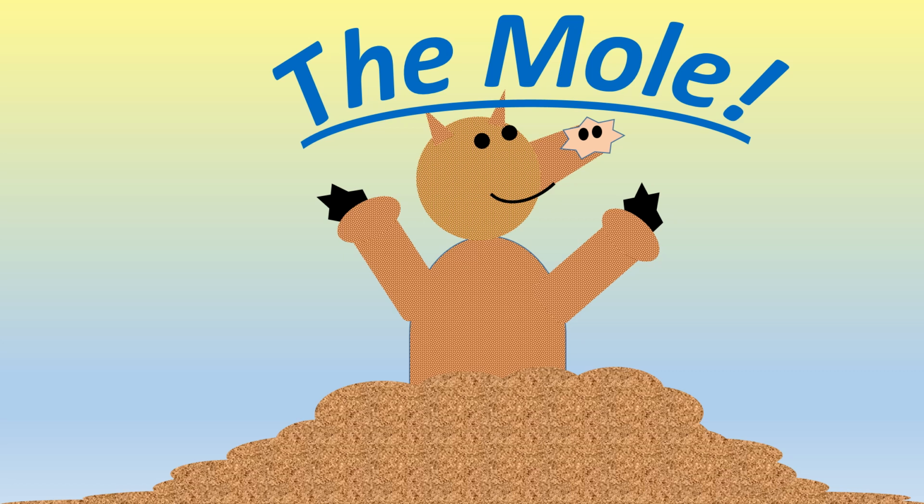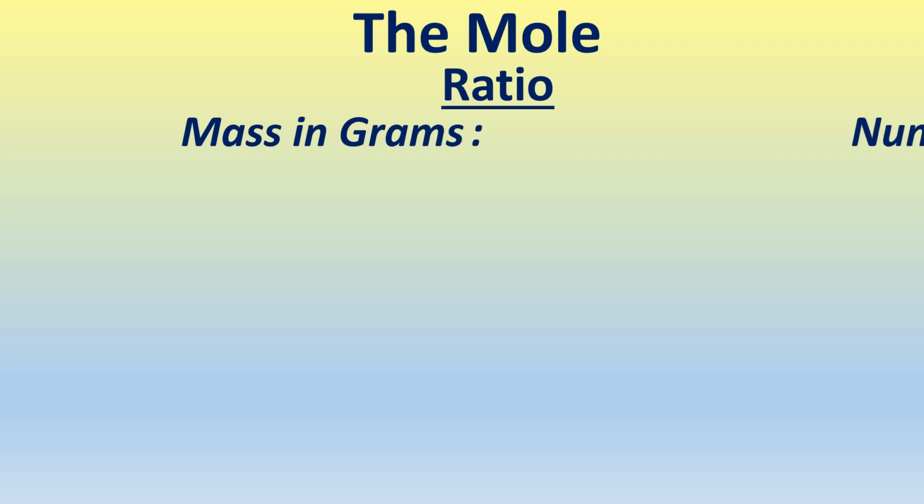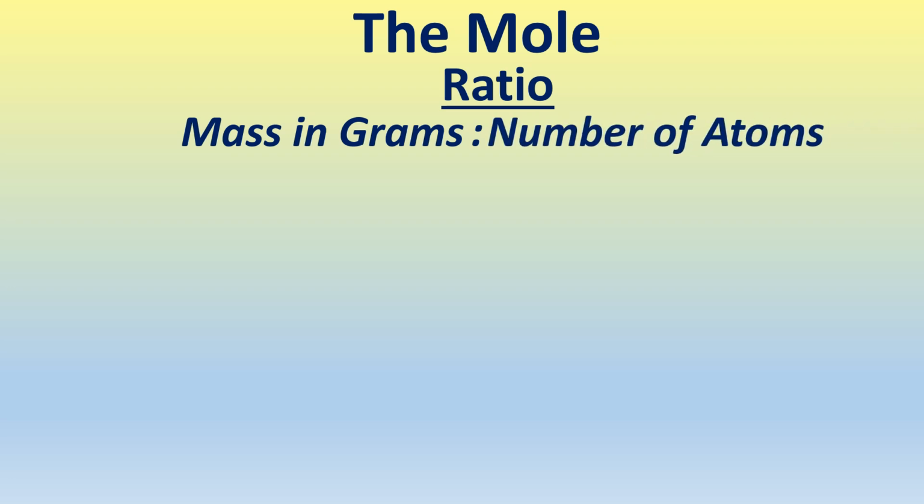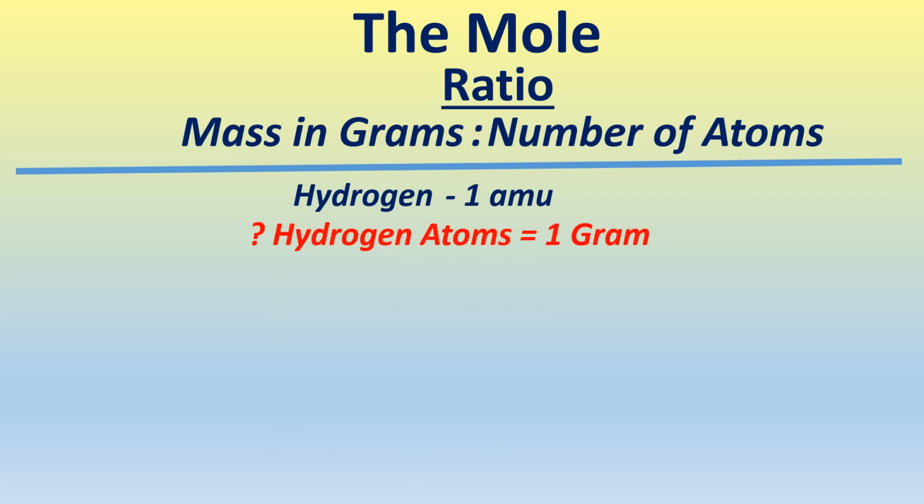Much like there are 12 eggs in a dozen, the mole is the ratio of the mass in grams to the number of atoms that are present. How the mole can be calculated is fairly simple. One starts with the simplest elements. By definition, hydrogen weighs exactly 1 AMU. So, conceptually simple, although practically difficult, the question is, how many hydrogen atoms do I need to get to 1 gram?